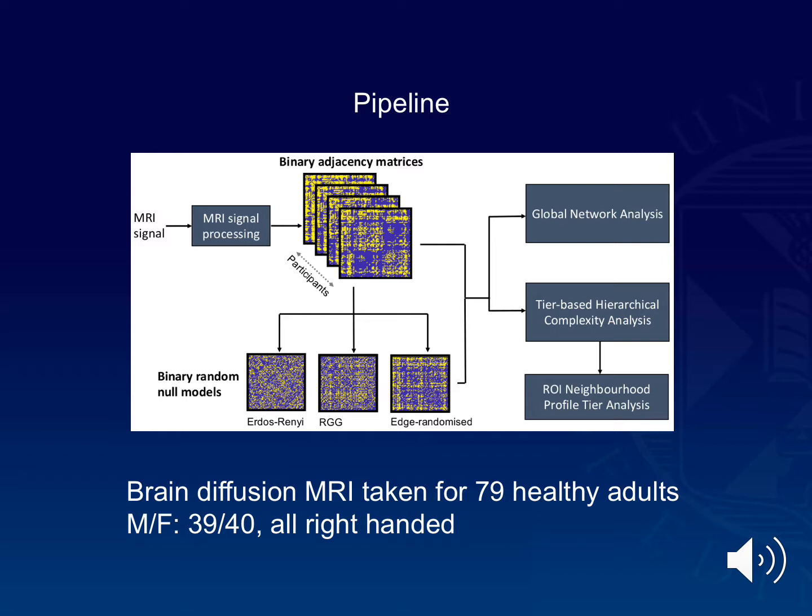And the third binary random null model we look at is this edge randomization approach, which is called the configuration model, which we saw in the previous slide. We then analyze these networks globally. We look at global properties of the network, but then we also wanted to see if we could prize apart some notable hierarchical tiers in the brain networks, and see what the complexity analysis that we have developed can say about this and how it's important in the brain.